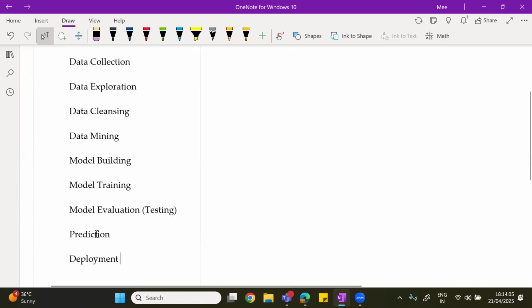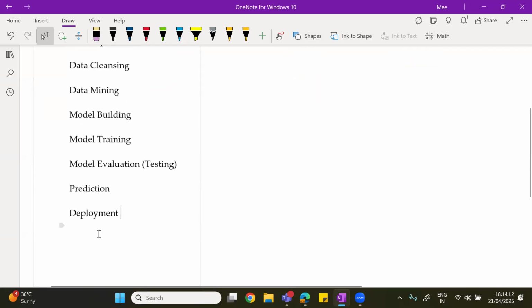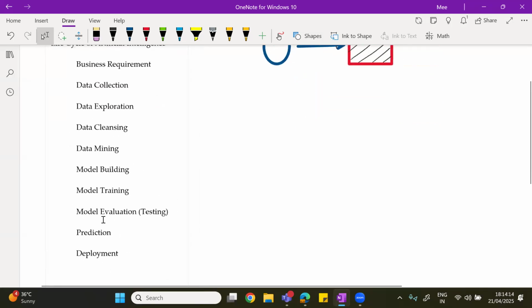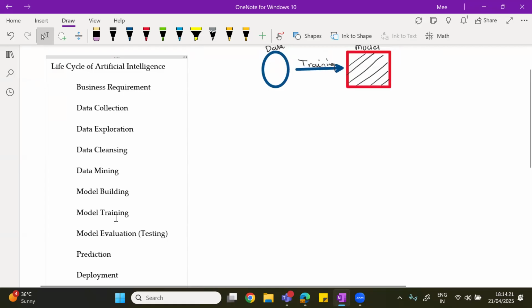What do you mean by deployment? It means we are going to give this model to the client. Whatever the business requirement is, based on that requirement we built it, and we give the model to the same people.